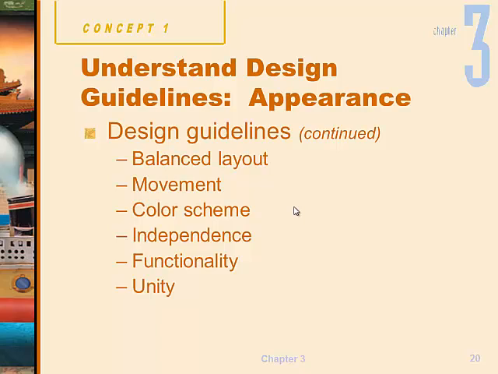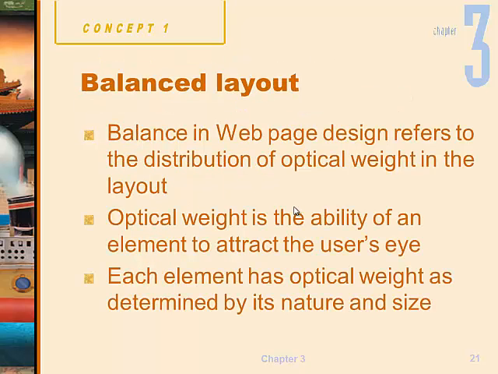Alright, another thing to think about in appearance: you need a balanced layout, movement, color scheme, interdependence, functionality, and unity of the site in the pages. A balanced layout in web page design refers to the distribution of optical weight in your layout. Optical weight is the ability of an element to attract the user's eye. Each element has optical weight as determined by its nature and its size.